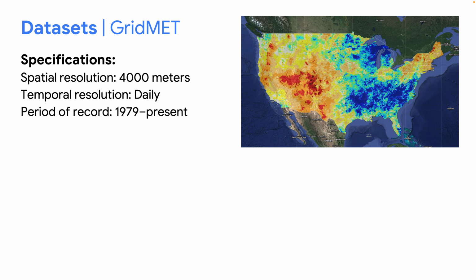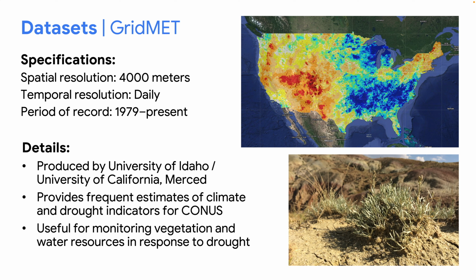The second dataset we'll use is GridMet, which is a daily dataset created from climate observations that is available for the continental US. We often use GridMet to evaluate drought, and here we'll use it to help to account for precipitation each year. Alright, let's get started looking at data in Climate Engine.